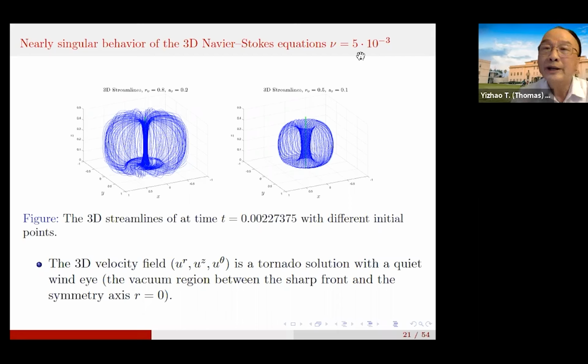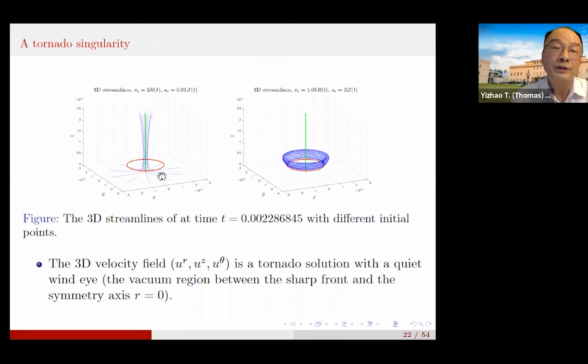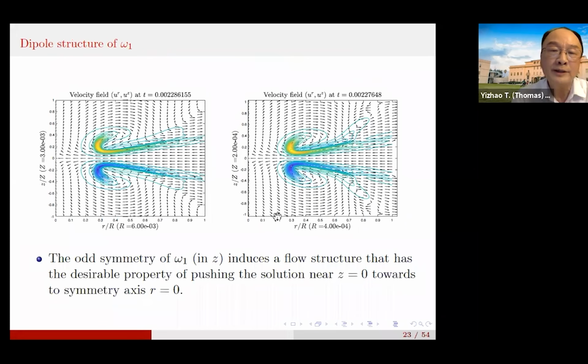So it turns out at the end, I need to use a very large viscosity, 5 times 10 to the minus 3, which is very large. And you can see that the tornado singularity structure of the Euler equation is still preserved. In fact, the viscosity enhances vortex stretching, and I get a much larger amplification in the maximum vorticity. So this is the vortex line, the 3D vortex line. You observe a similar kind of pattern as the 2D Euler. So basically, the 2D Euler scenario survives the Navier-Stokes regularization.